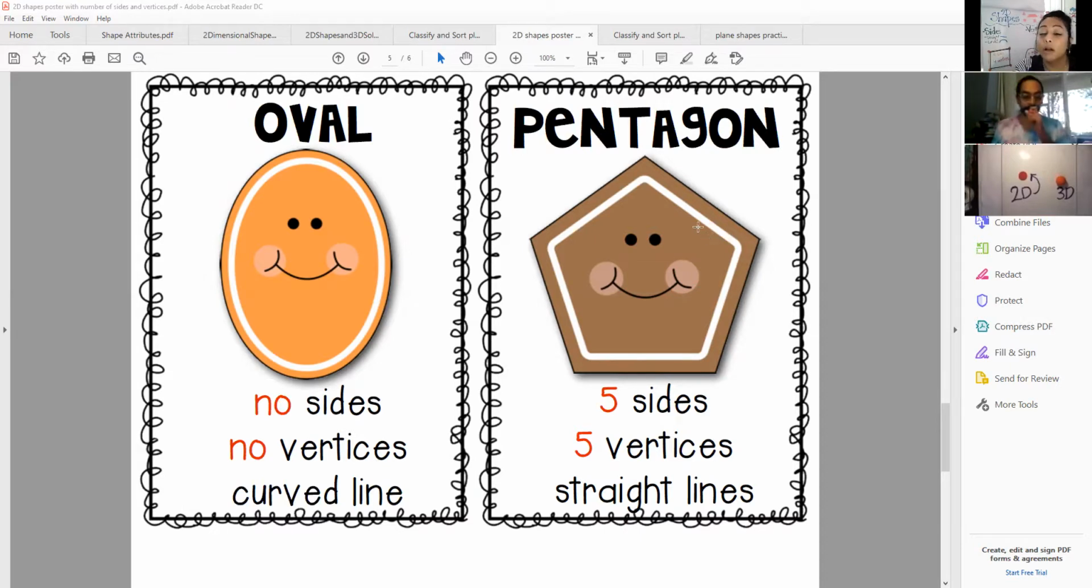Over here, it is called a pentagon. Pentagon is another word. Penta means 5. So if you look at it, there's 5 straight sides. Esto es un pentágono. El nombre pentágono significa 5. Tiene 5 lados derechos. And then it has 1, 2, 3, 4, 5 vertices. Y tiene 5 esquinas que llamamos vértices.